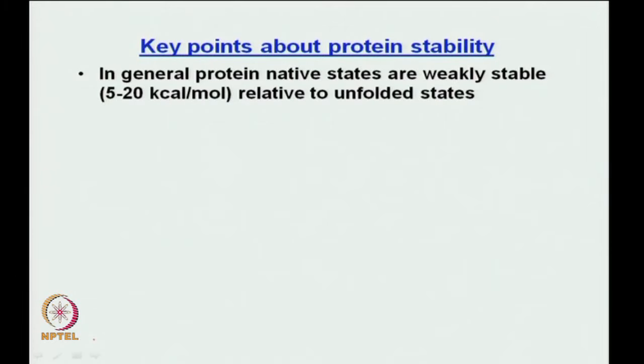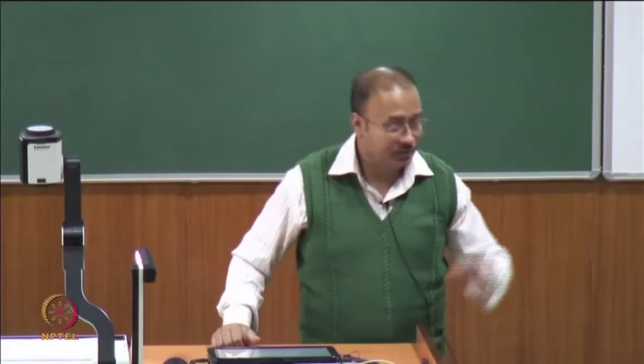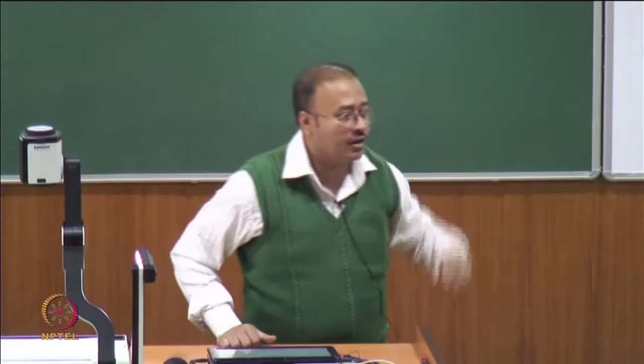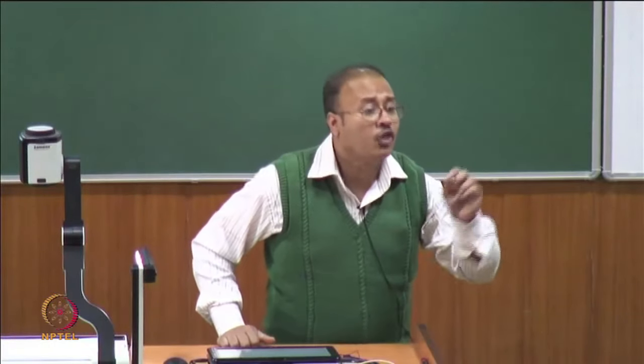Let me go through these key points about protein stability. The first and very important point is, in general protein native states are weakly stable, only 5 to 20 kilocalories per mole more stable relative to the unfolded states. Appreciate this fact. Proteins are not rock solid, that means proteins are dynamic in nature, they will have conformational fluctuations. So, the point is, suppose your stability is like 100 kilocalories per mole or 200 kilocalories per mole, what will happen?